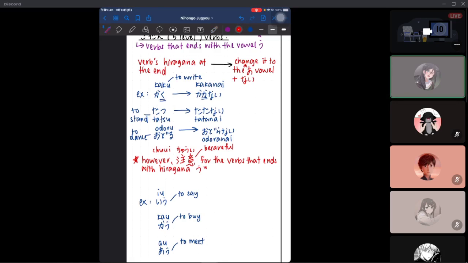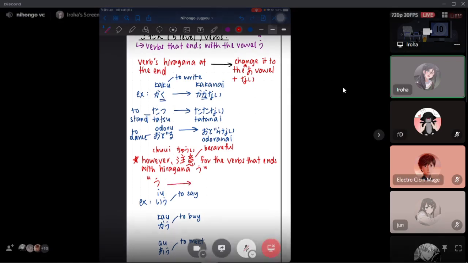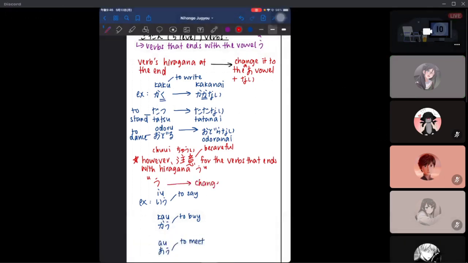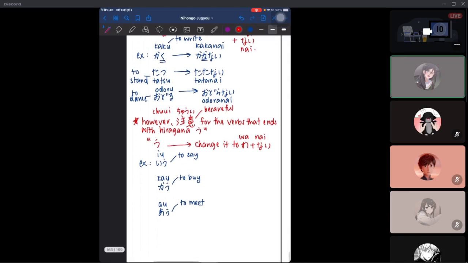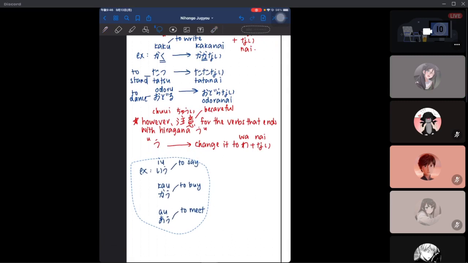So it becomes like this. The last u hiragana, you change it to wa, plus nai. Wa plus nai. Like Kanemi said, since it is iu, basically you just change the u to wa. So like Kanemi said, iwanai. It'll become iwanai.